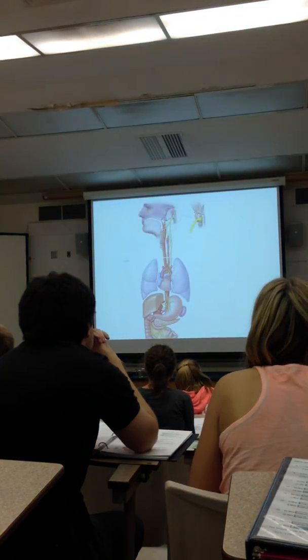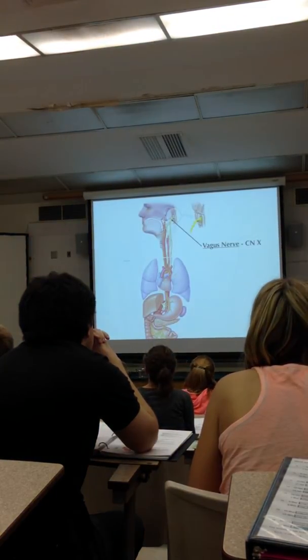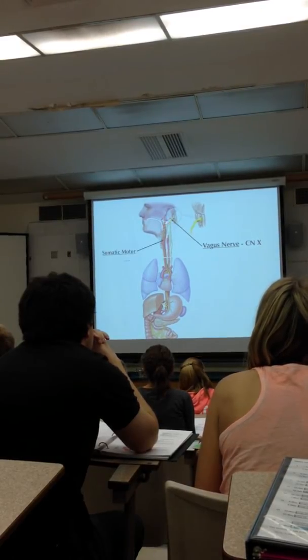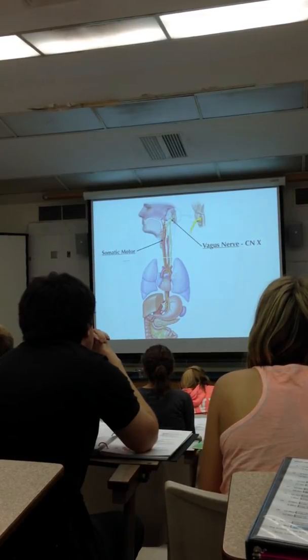So let me show you this nerve. Here it is, the vagus. This nerve right here was glossopharyngeal. Right next to it, next to that olive, is going to be the vagus. And you can see how it travels. The motor part just goes here for somatic motor to the pharyngeal muscles, it helps swallow.